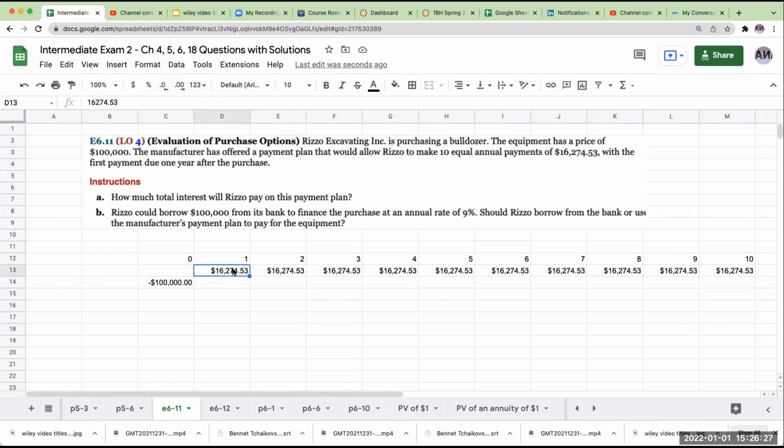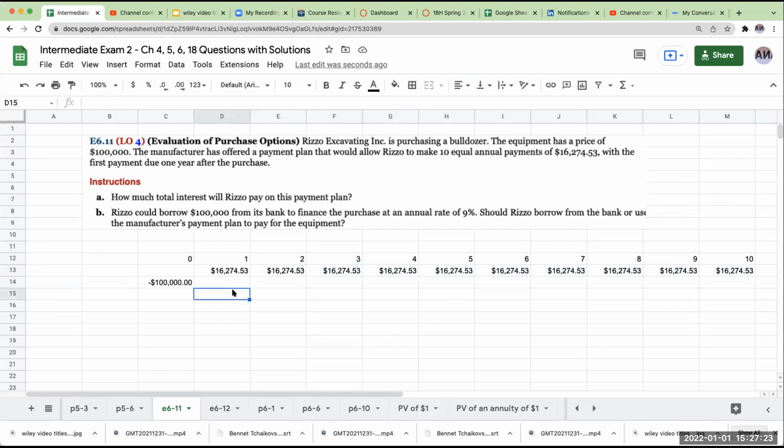Well, to take a step back, if we have similar payments going forward for the next 10 years, this is what we call an annuity, and the annuity has a constant value. If we were to take these payments and present value them back to today, we would need to know the interest rate. But in this case, we don't know what our interest rate is. Rather, we're being offered something at 9%. Should we borrow from the bank or use the manufacturer's payment plan? So what I want to figure out is the interest rate that is being inferred by this payment structure.